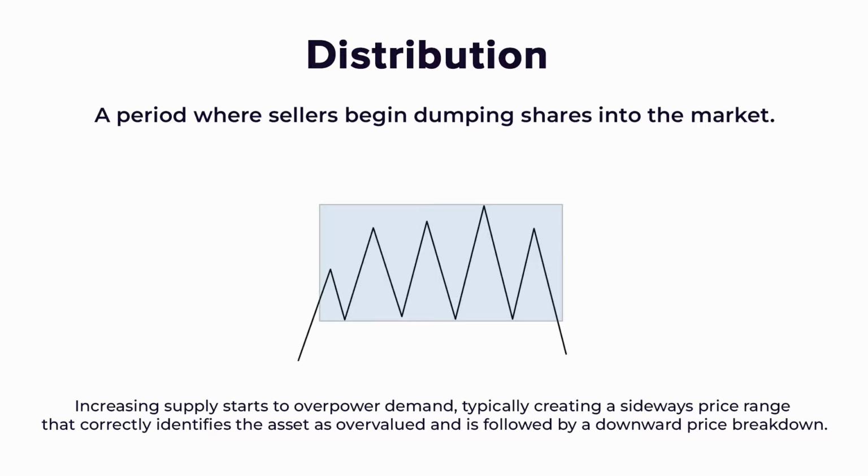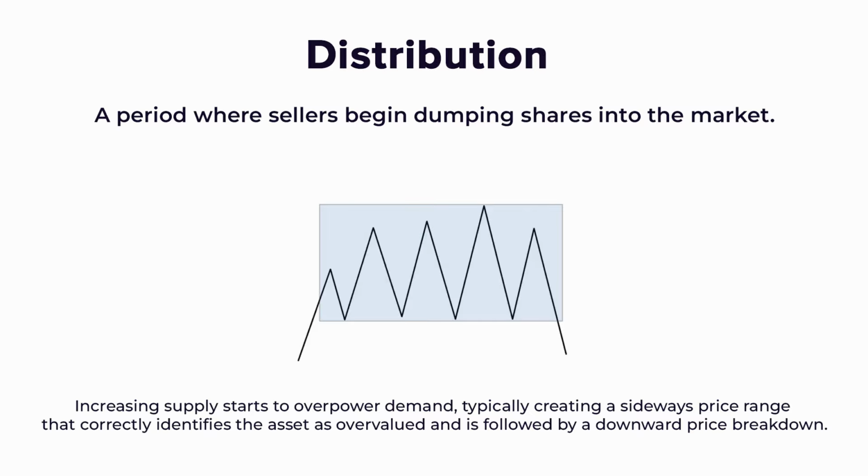direction in the market. The distribution phase occurs when sellers begin unloading their positions into the market. It's essentially the opposite of accumulation, a period where supply starts to dominate demand. Visually, it often appears as a sideways range that eventually transitions into a move downward.